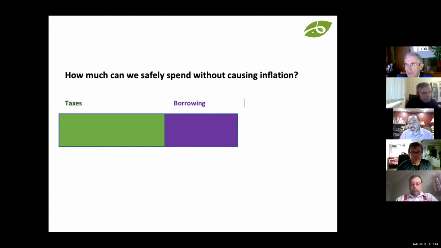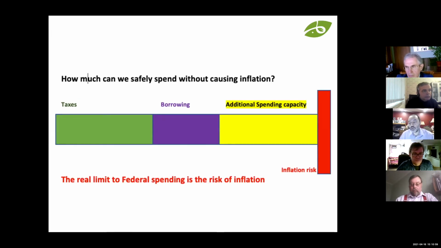But what MMT is saying is, for countries like the US, like Japan, like the UK, there's this additional spending capacity that we're not tapping into. And this additional spending capacity is not infinite. It's constrained, as you can see, by this red bar, which is the risk of inflation. That's the real limit to the spending capacity of the government. So then the question for MMT becomes an obsession with analyzing and identifying the actual risk of inflation, because that will tell us how much spending we're able to tap into without causing inflation, without destabilizing the economy.